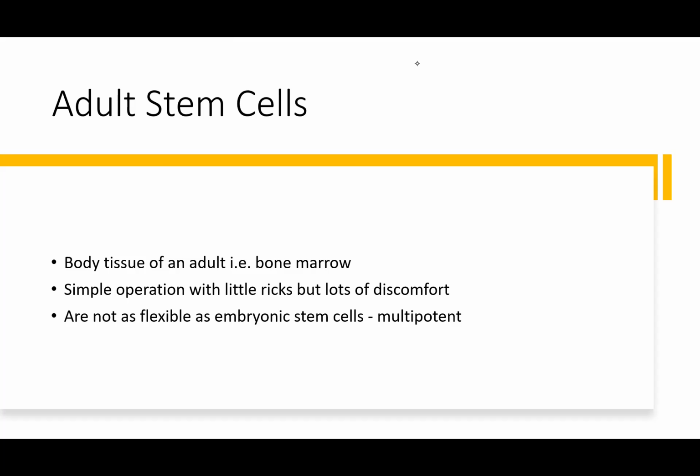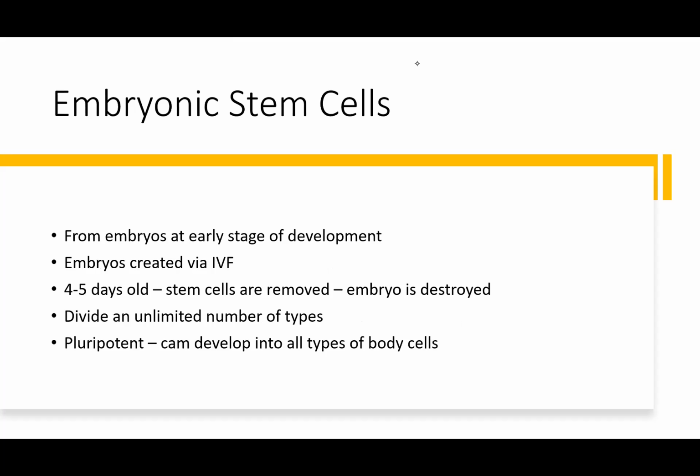The second source of human stem cells is embryonic stem cells. We obtain embryonic stem cells from embryos that are at an early stage of development. These embryos have been created in a lab using in vitro fertilization, where the egg cells are fertilized by sperm outside of the womb. Once the embryos are approximately 4 to 5 days old, the stem cells are removed from them, and then the rest of the embryo is destroyed.